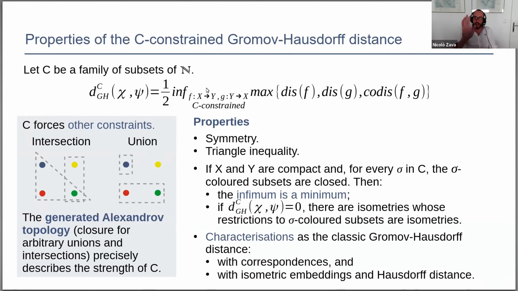No worries, you don't have to work with maps. We can also provide the classical characterizations, so to say, like via correspondences or via isometric embeddings into a common space where you compare the objects with the Hausdorff distance. Again, you have to tweak the definitions a bit, but everything falls into place.